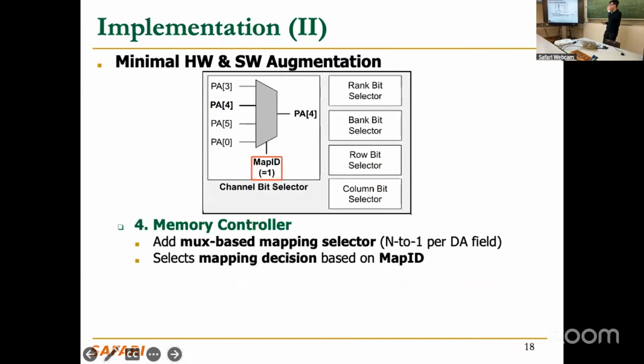And lastly, the memory controller is going to be augmented with this MUX-based mapping selector, which is basically an N-to-1 multiplexer added per each DRAM field. In the picture here, I depict the multiplexer for the channel field, but there are also some other fields like rank, bank, row, and column, and together they form an array of length 5, an array of 5 N-to-1 multiplexers. The mapping decision in this multiplexer is decided based on the map ID value, which is wired as the select line in the multiplexer, as we can see highlighted in the figure.